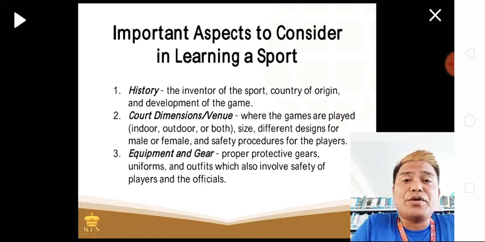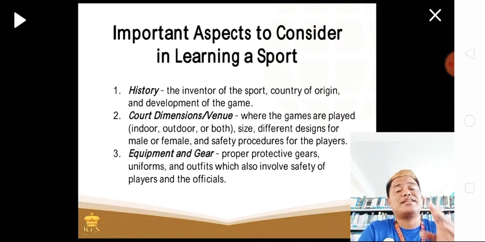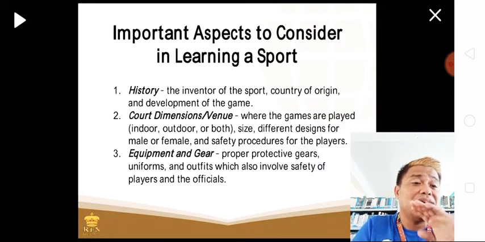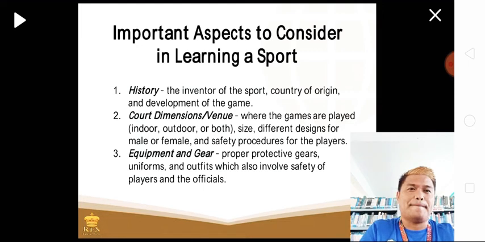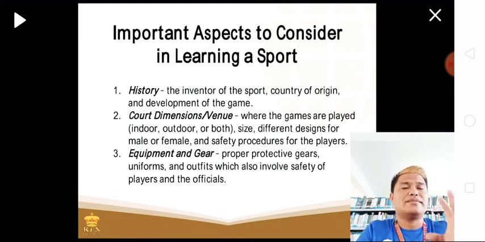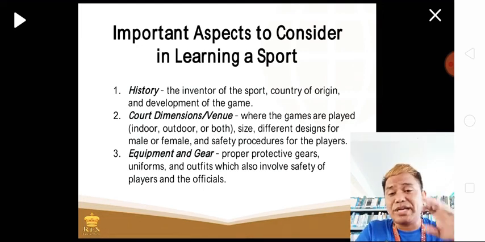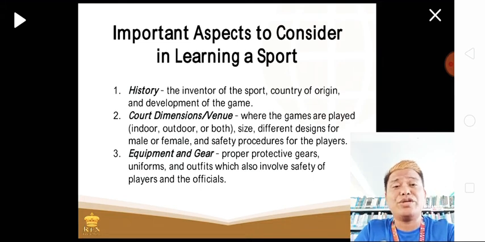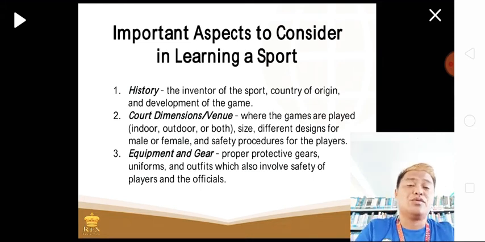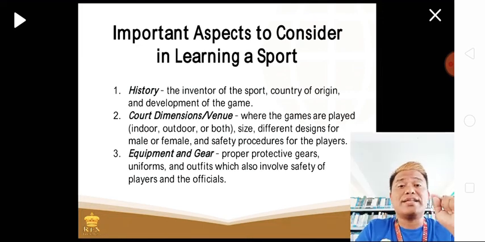Different designs for male and female and safety procedure for each player. Dapat, kung may gagawin kayo, dapat safety lahat. Hindi lang sa sports, lahat. Pag may nagawa kayo, dapat unahin nyo. Isipin niyo muna yung safety nyo. Kung safe ba dito, safe ba kayong maglaro, or safe ba kayong magpunta doon sa lugar na gusto nyo. Safety first. Di ba? So next, the last one is the equipment and gear.